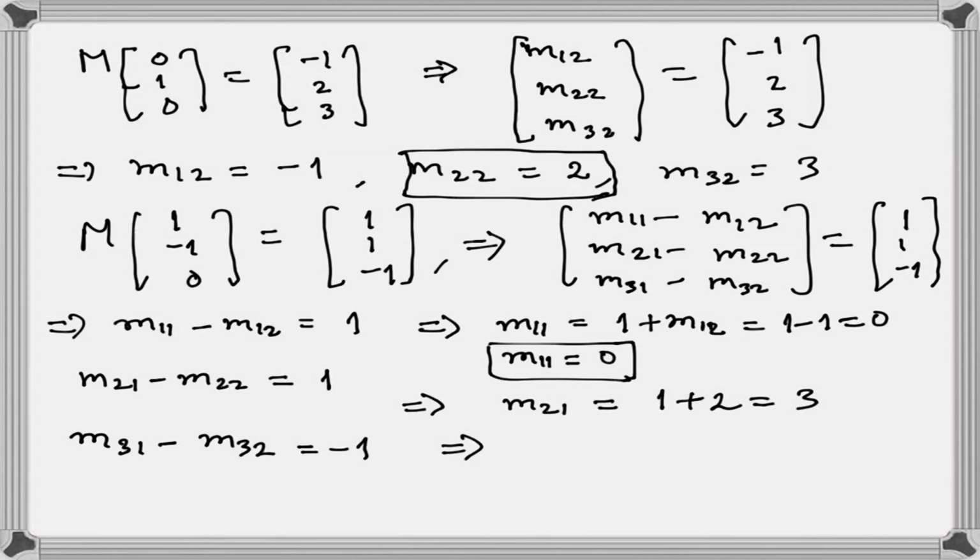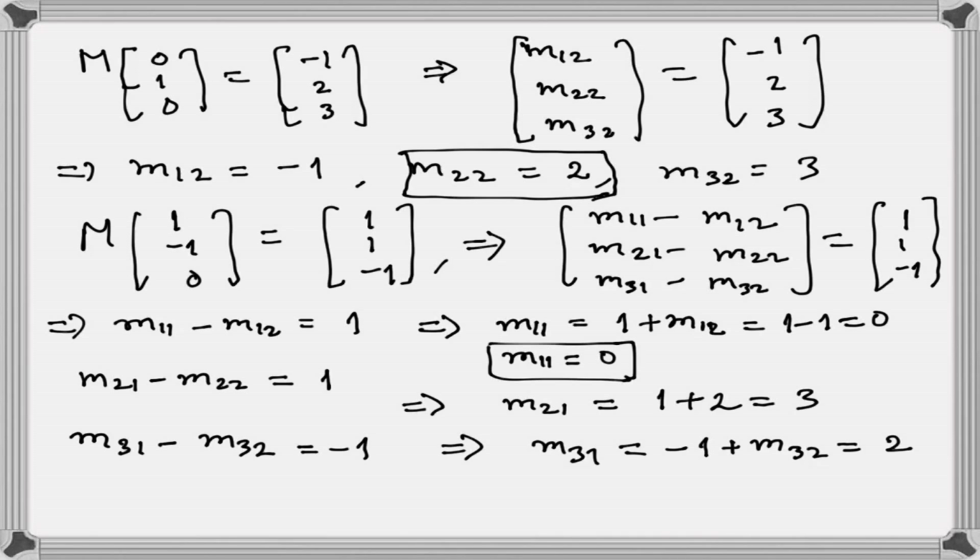This implies M31 is equal to minus 1 plus M32. What is M32? It is 3. 3 minus 1 is 2. So these are the values we have.